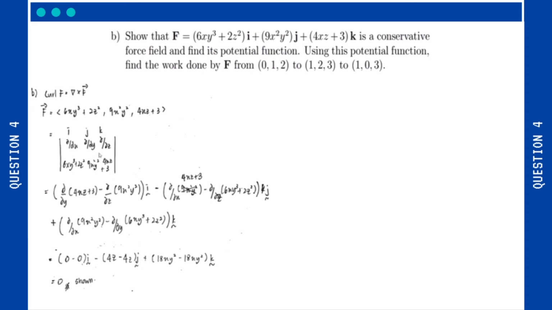So after we do the cross product, we will get del over del y times 4xz plus 3 minus del over del z times 9x squared y squared for element i, minus del over del x times 4xz plus 3 minus del over del z of 6xy cubed plus 2z squared for element j, and plus del over del x times 9x squared y squared minus del over del y of 6xy cubed plus 2z squared for element k. So after we solve the things in the brackets, we will get 0. The value is 0, so it is shown.